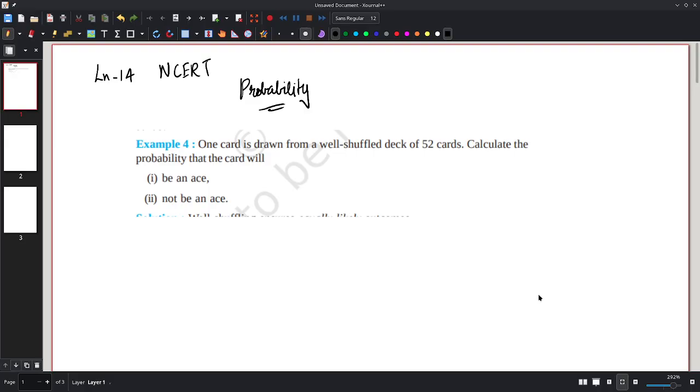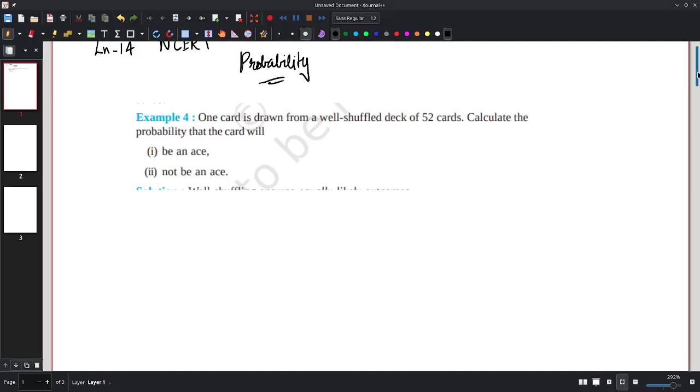We're going to see lesson number 14, probability questions from the NCERT book. This is example 4, in which one card is drawn from a well shuffled deck of 52 cards. There are 52 cards in a deck.